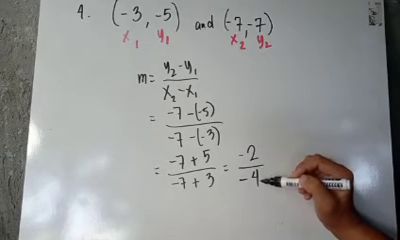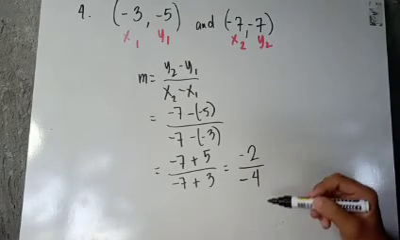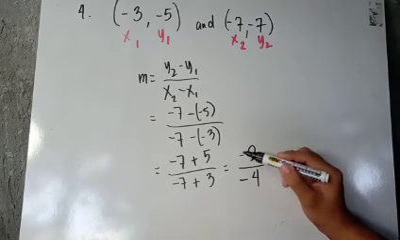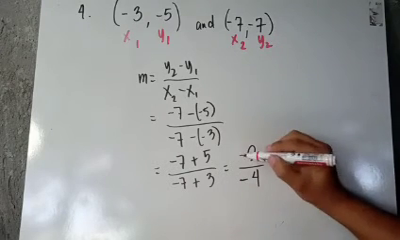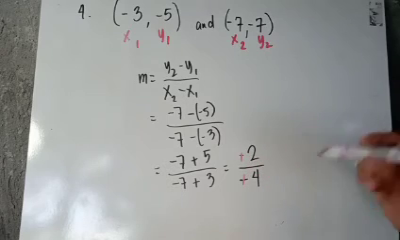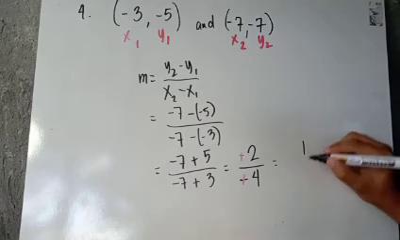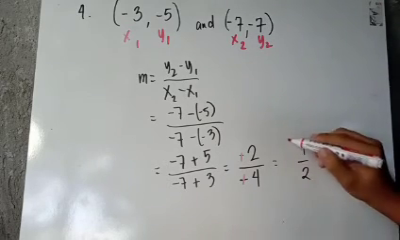Itong 2 over 4, pwede natin siyang i-reduce into 1/2. Diba? 1/2 ang ano niya. Pero, meron tayong dalawang sign, isa sa numerator at saka denominator. So, pwede na natin i-cancel itong negative sign. Magiging ano siya, positive. Okay? So, the slope of the line is positive 1/2. And this is the answer.